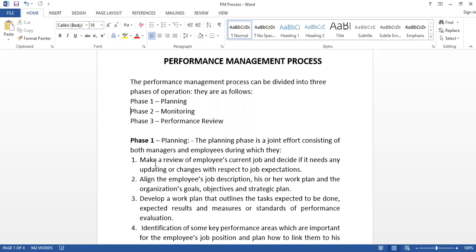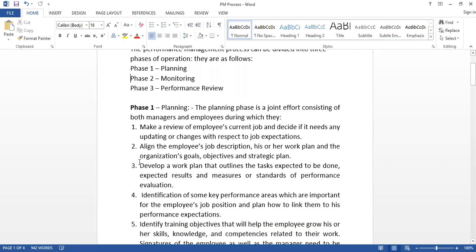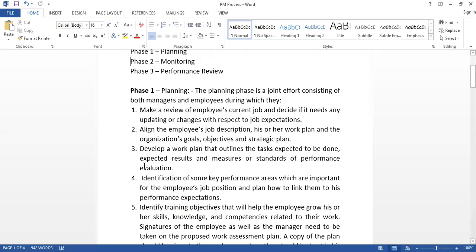Let us begin with phase 1, that is planning. The planning phase is a joint effort consisting of both managers and employees, during which they: 1. Make a review of the employee's current job and decide if it needs any updating or changes with respect to job expectations. I think when this process starts, the very first thing is to understand if there are any loopholes in the present working system.